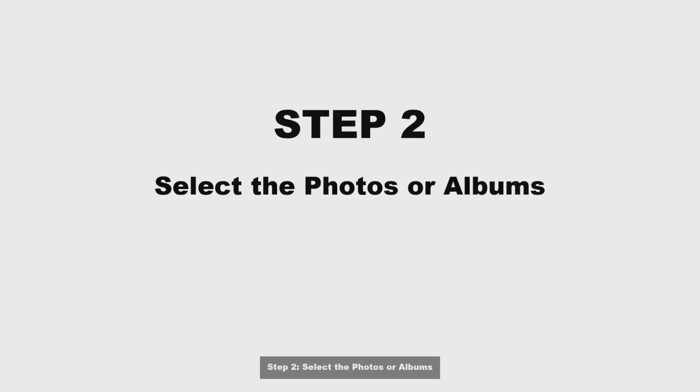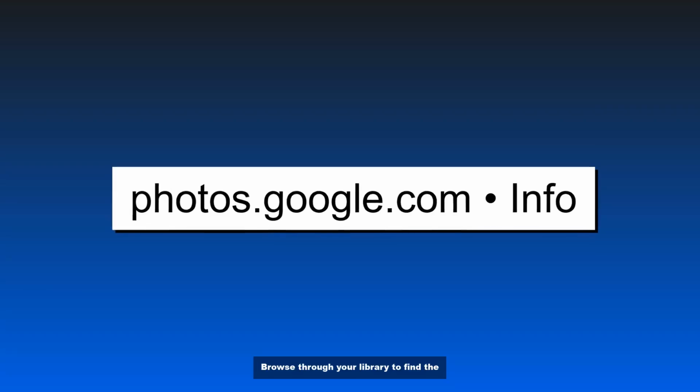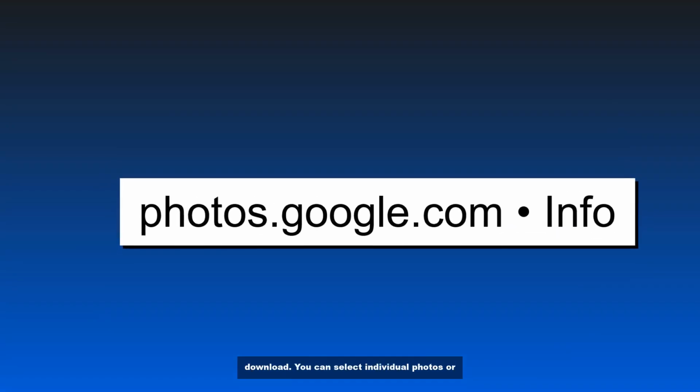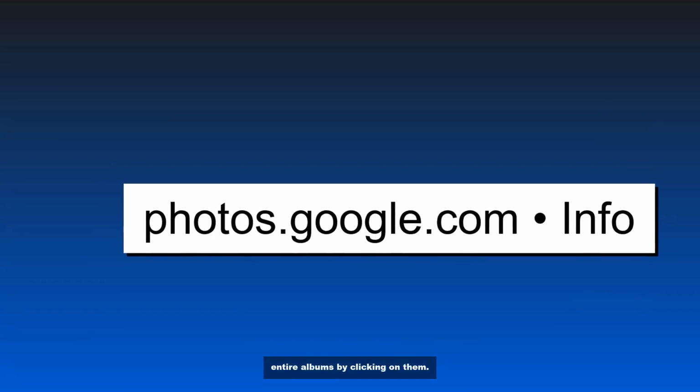Step 2. Select the photos or albums. Browse through your library to find the specific photos or albums you want to download. You can select individual photos or entire albums by clicking on them.